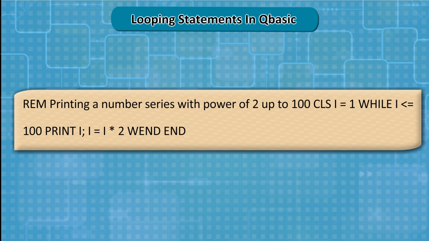Printing a number series with power of 2 up to 100. CLS. i equals 1. While i less than or equal to 100. Print i. i equals i asterisk 2. When. End.